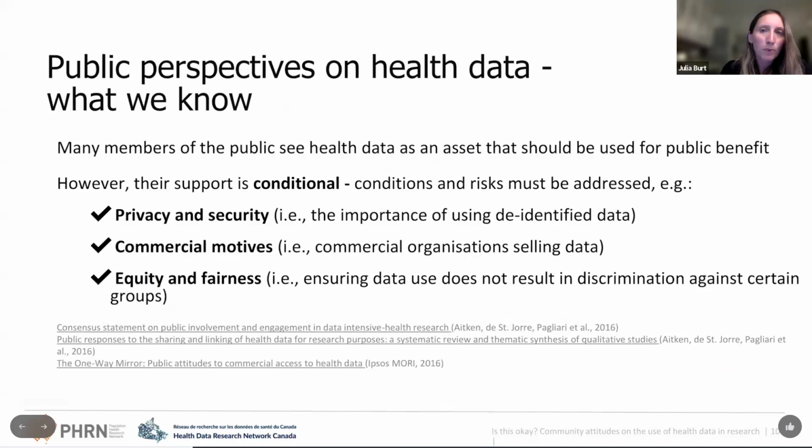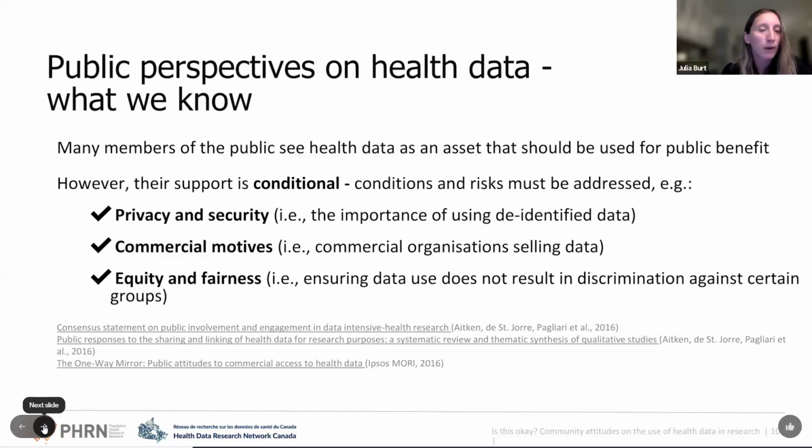So it's also important to acknowledge what we already know about how the public feel about health data use. So we know from existing work on this topic that members of the public see health data as an asset that should be used for public benefit, but their support is often conditional. So what we mean is that most people feel that certain conditions and risks must be addressed before they consider uses of health data to be acceptable. So there's some examples there on the slide.